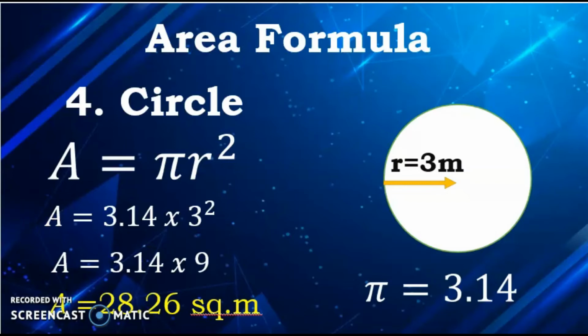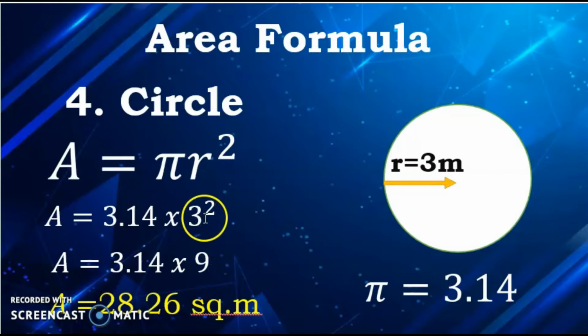For example, if our radius is 3 meters, using this formula, area is equal to pi times r squared, wherein pi is equivalent to 3.14. So area is equal to 3.14, that is our pi, times yung radius natin, which is 3 meters, and then exponent. So area is equal to 3.14 times 3 squared, which is equivalent to 9.